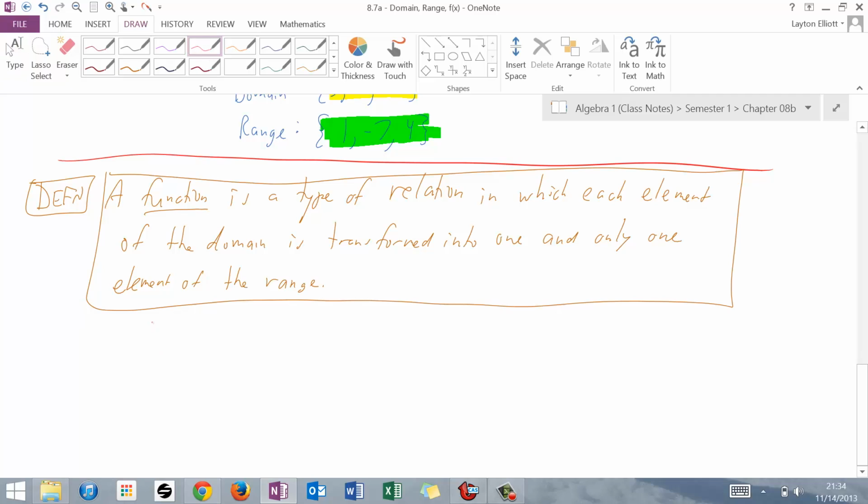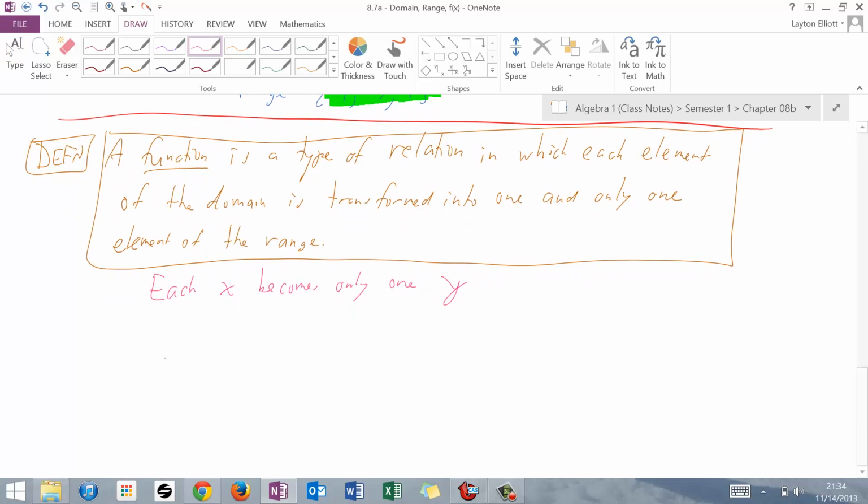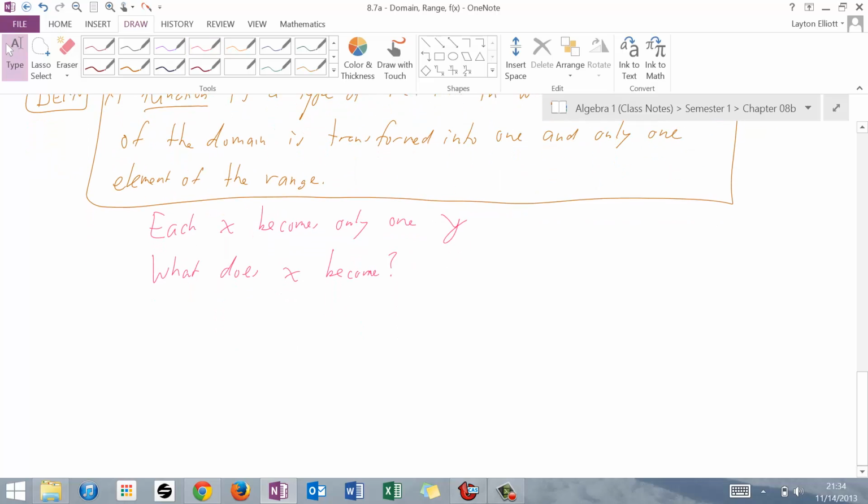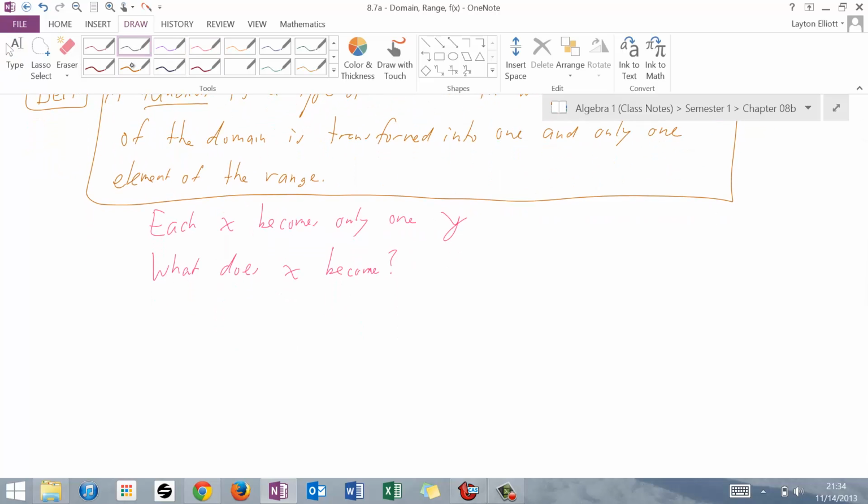What that means in plain talk is each x becomes only one y. Meaning if I'm an x, I need to know what I'm going to become. So you can ask the question, what does x become? If you can answer that for every possible x, then you probably have a function. Let me show you how these functions work and what they can look like.